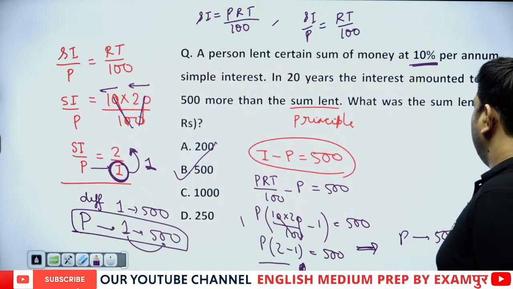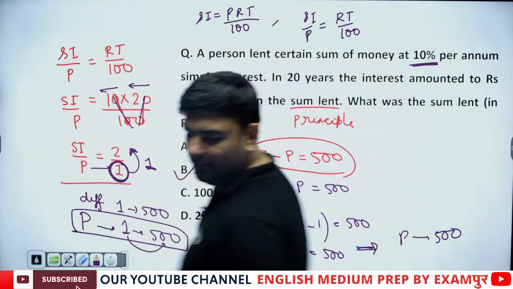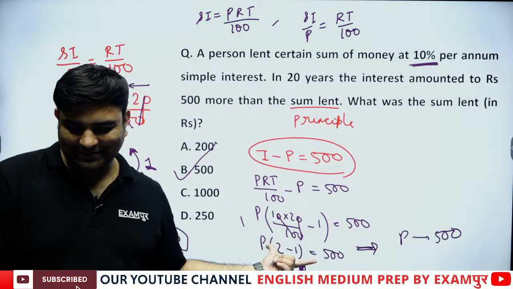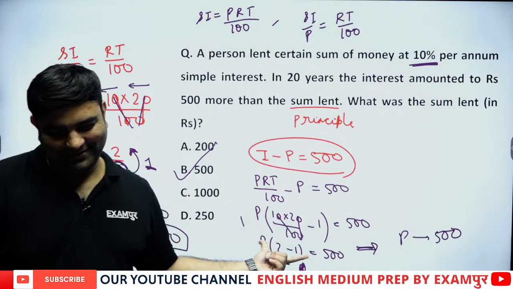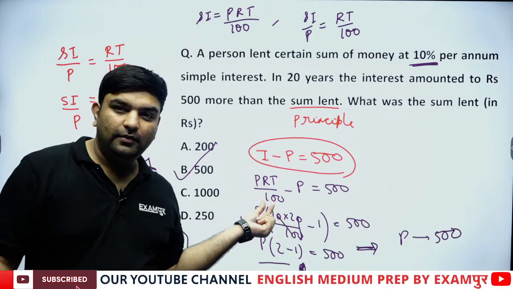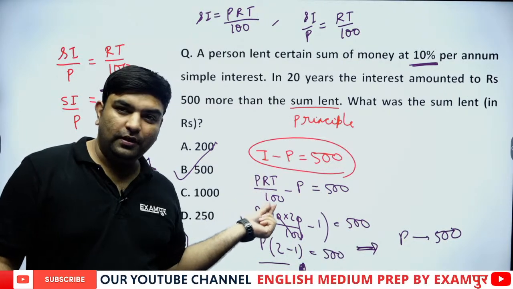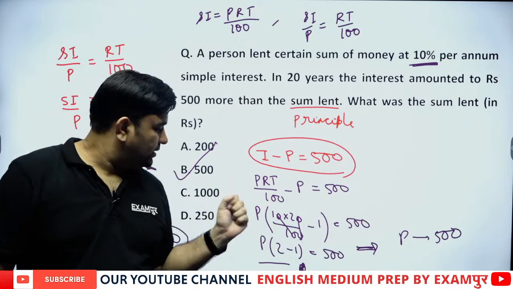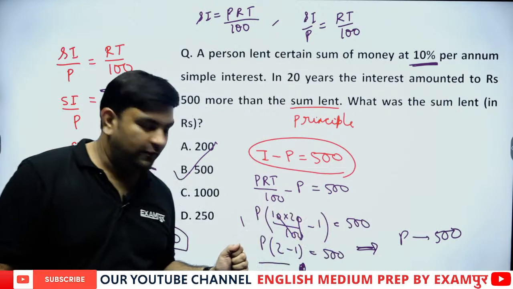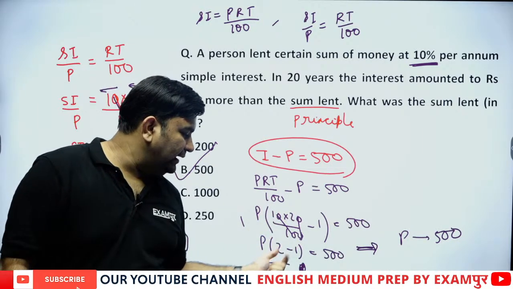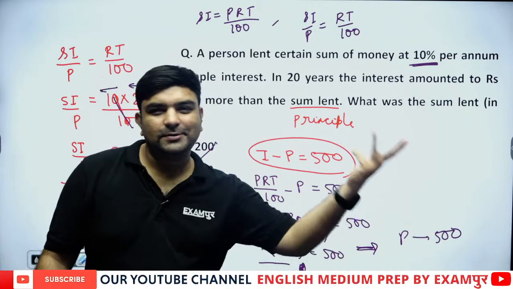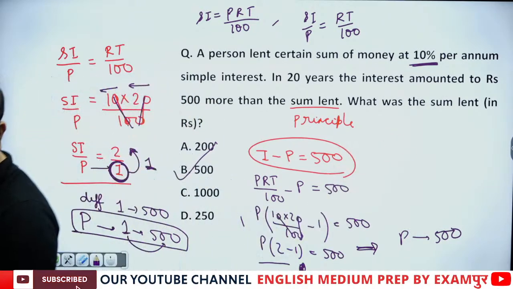See? This is also gold, isn't it? Look: interest PRT upon 100 minus principal. Take P common, so RT upon 100 minus 1 is equal to 500. Put the value of R and T. 2 minus 1 is 1 only. So P is equal to 500. Isn't it?